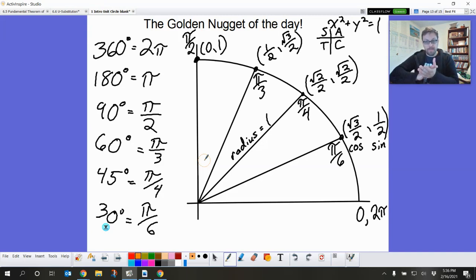And what's so great about this thing is it's got everything that you need to know in order to figure out any kind of angle that you might need. So over here on the side, I've got all the conversions, the major conversions that we came up with today. The 30-degree angle is pi over 6, the 45-degree angle is pi over 4, 60-degree angle is pi over 3, 90 degrees is pi over 2, 180 is pi, and 360 is 2 pi to represent going all the way around.